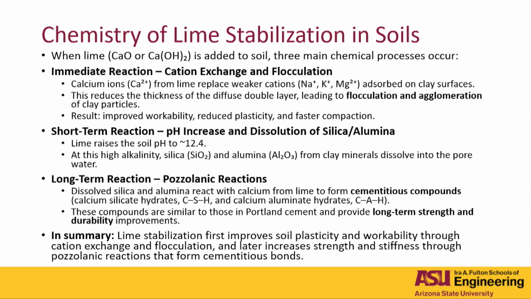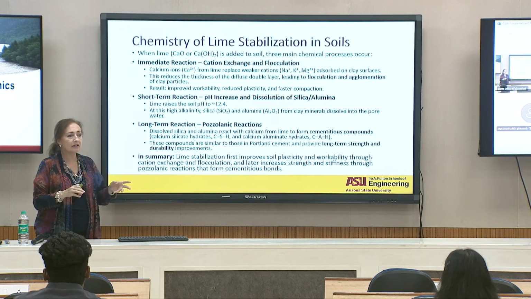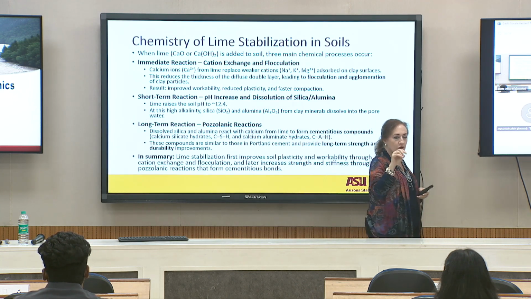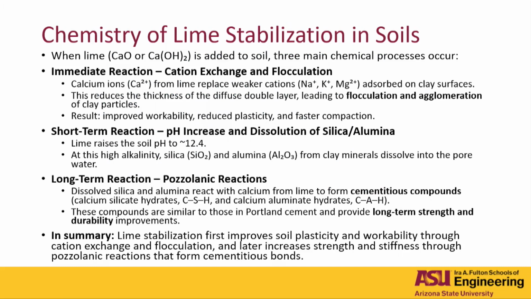What happens is you're adding calcium ions from the lime that will replace cations like the sodium, monovalent. So the divalent is going to be replacing those which are weaker on the soil, so you're going to be making more absorption into the clay surface. This will reduce the diffuse double layer, because it's going to be leading to flocculation and agglomeration of the clay particles. The result is going to be improving workability, reduced plasticity, and faster compaction.